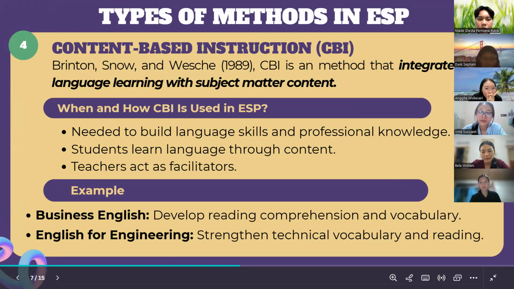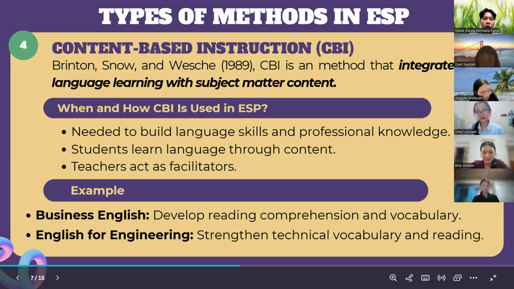Okay, the fourth method is content-based instruction or CBI. So according to Brinton, Snow and Wesche, I think. I don't know how to pronounce it, I'm sorry. CBI is a method that integrates language learning with subject matter content, allowing students to learn English while studying topics from their specific fields.